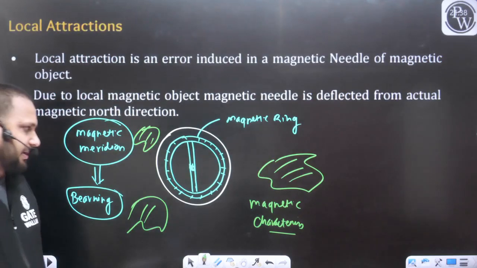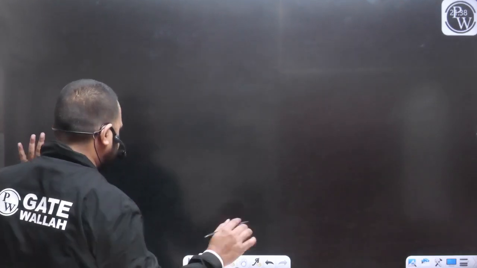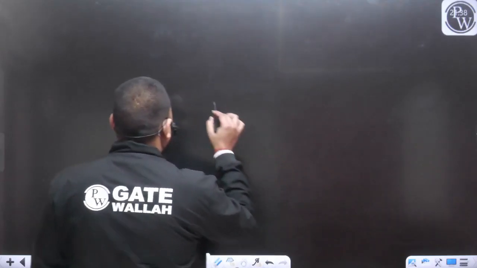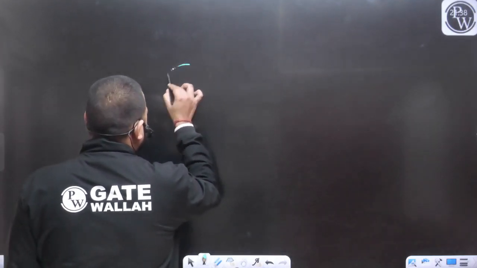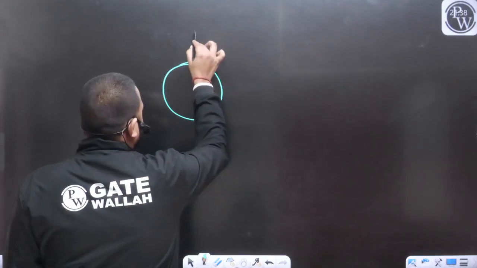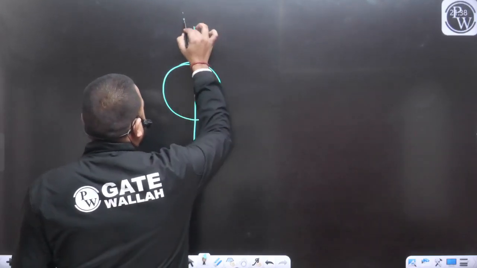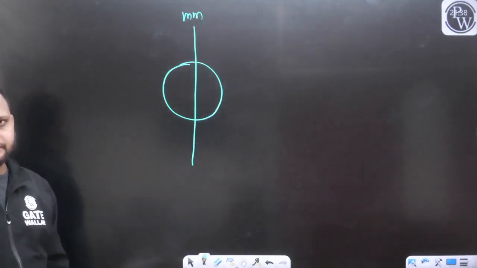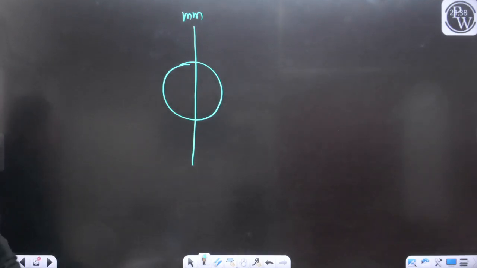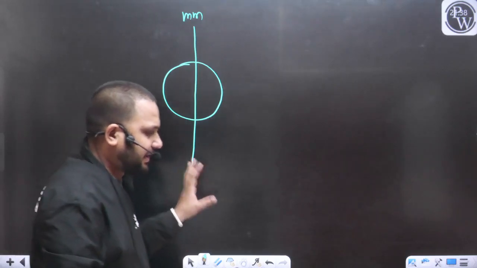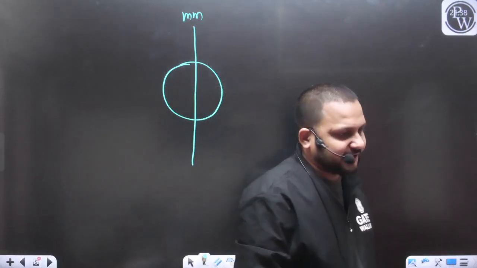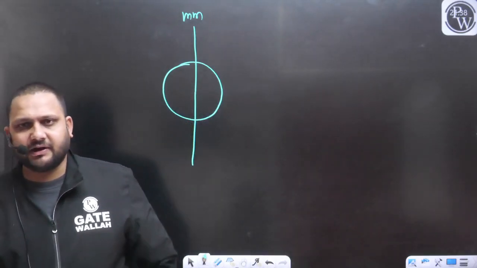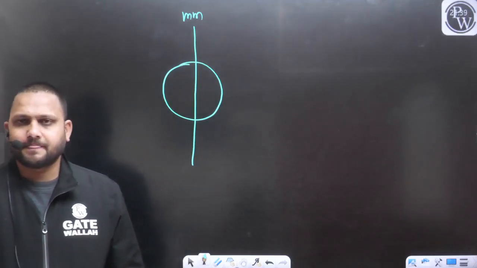So what will happen? Let's see. Let's say there is no object nearby the compass. There is no magnetic object nearby the compass. So with the help of the compass, you are locating this position as the magnetic meridian. If there is no magnetic object, when the needle or the ring settles, with the help of that graduated ring, we can find out the position of the magnetic meridian.